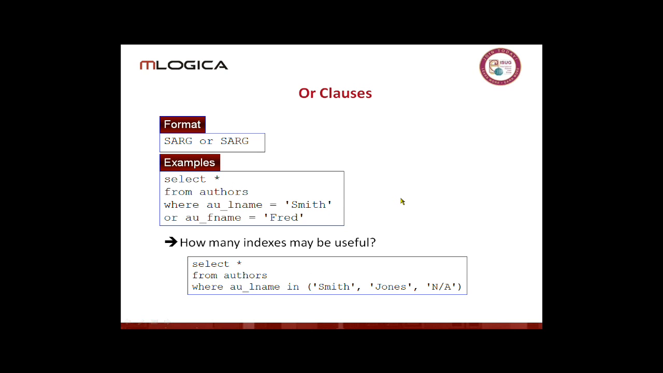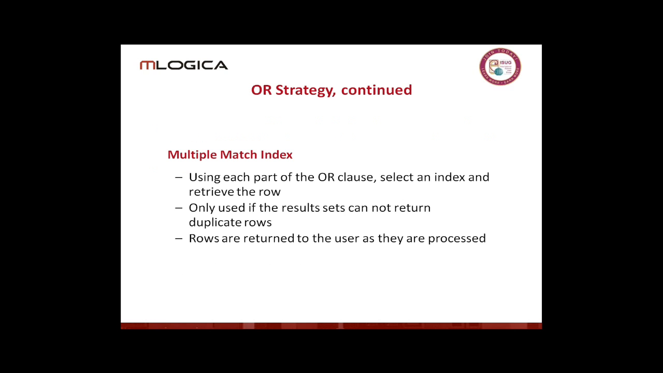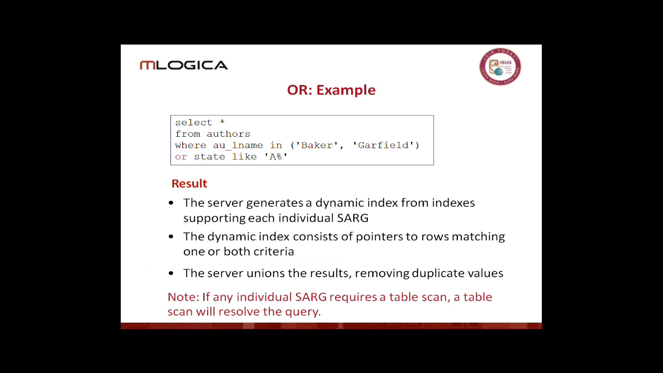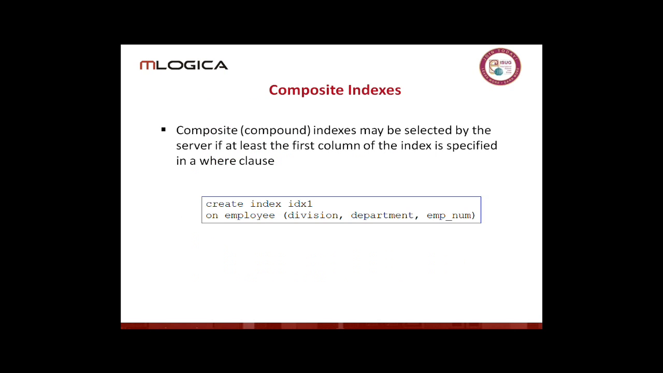The idea here is that the optimizer will use an index per portion, per clause of the OR clause, and it will resolve this as it needs to in order to avoid picking up duplications. Index selection in the select list. This simply is to reinforce the index covering.